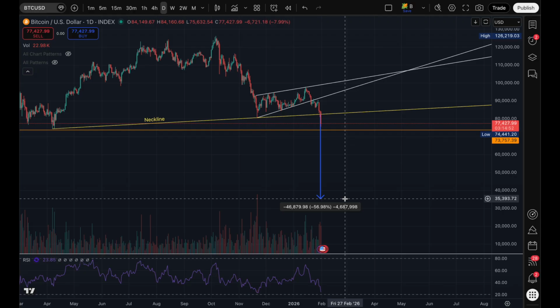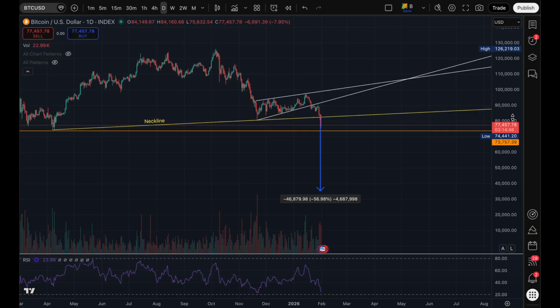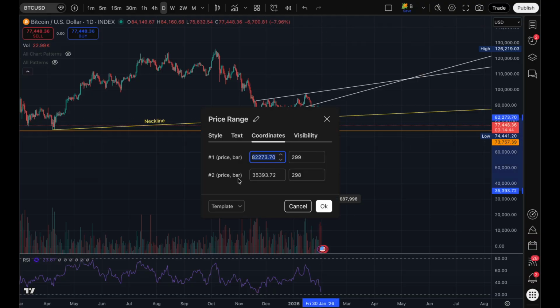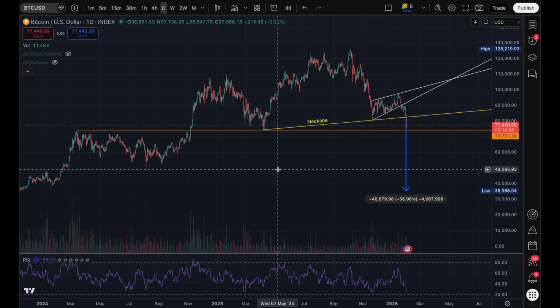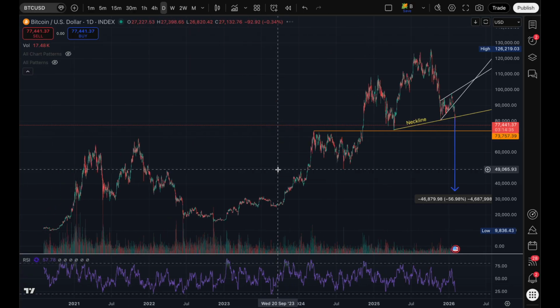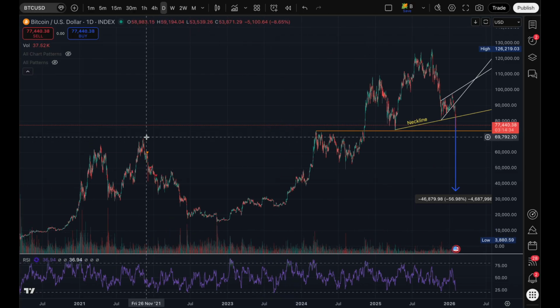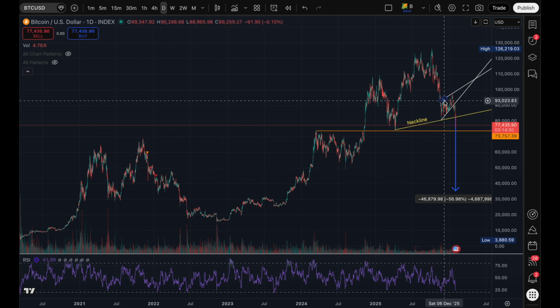Is it a guarantee? It's not a guarantee, but according to how head and shoulders patterns work, this could give you an idea where it could end up. We're talking 35,400. Okay. Some of you might be thinking, I'm crazy. Well, look at past price action. We went at one time from 64,000 all the way back down to 15. So is this so crazy?